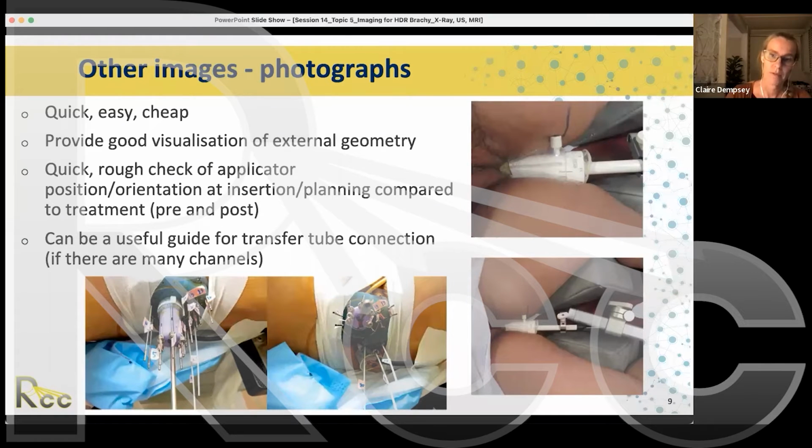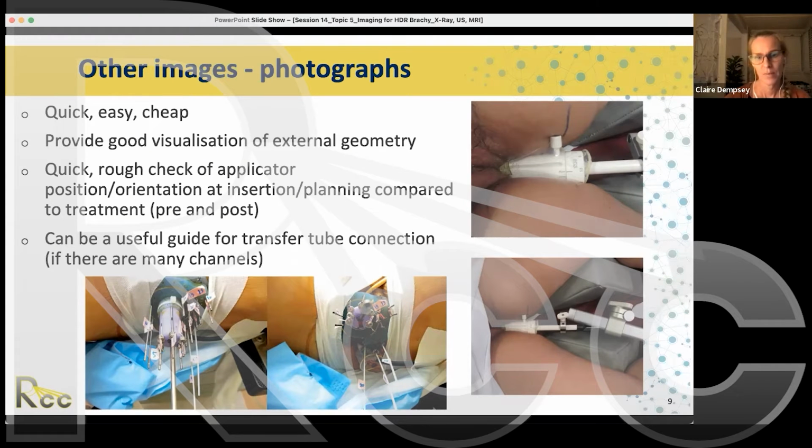So on our ladies here on the right, we've got a lady who's got a multi-channel cylinder just for a vaginal vault treatment. And we just draw marks onto the patient's skin for that particular insertion that line up to different parts of the applicator, so that we can check that the applicator hasn't slid out of the patient or rotated inside the patient to any great degree compared from when it was first inserted, where we were happy with its position, and then when we go to treat the patient, and then after treatment as well.